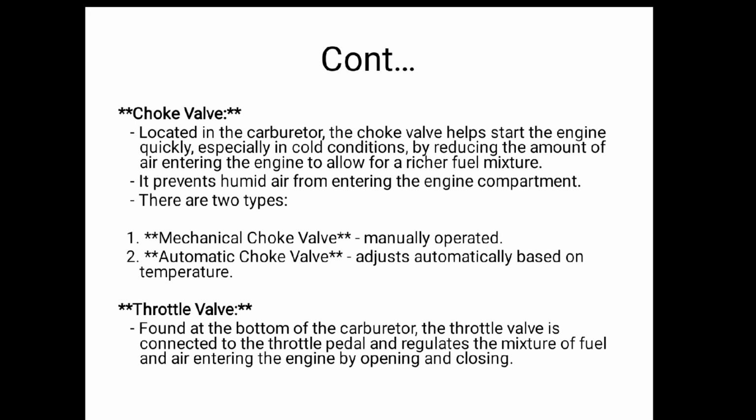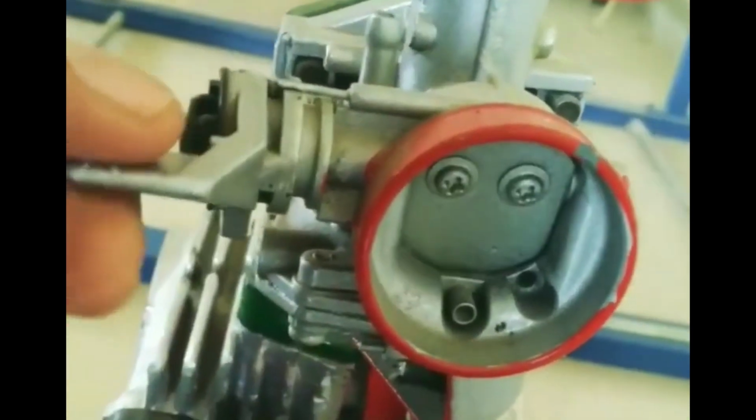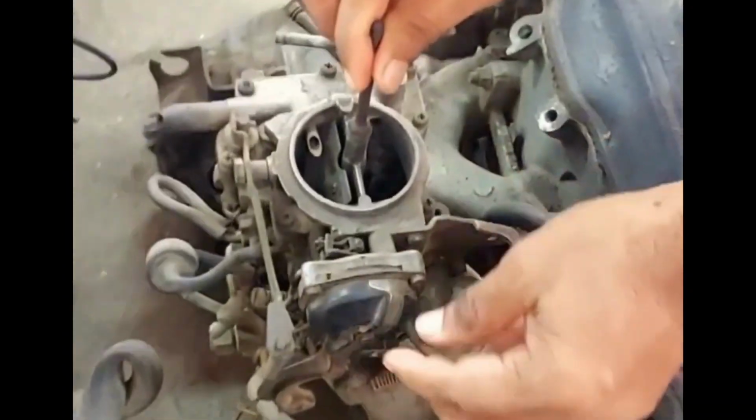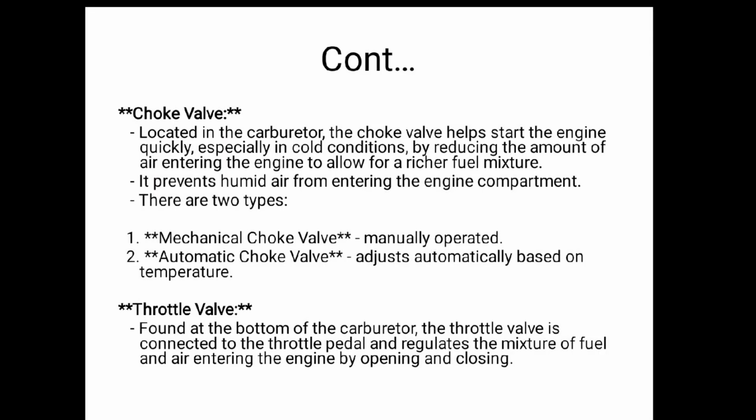So the choke valve comes in two types: the mechanical choke, which must be manually operated, and the automatic choke, which adjusts based on the engine temperature. The cars of today mostly have an automatic choke, which adjusts based on the engine's temperature. This adaptability ensures that your engine starts smoothly under varying conditions.